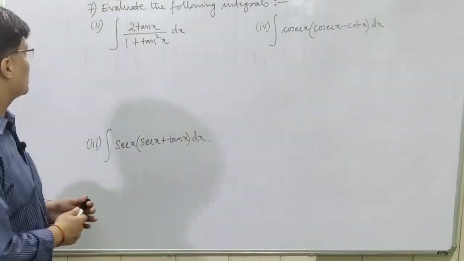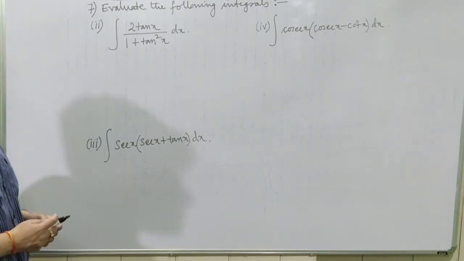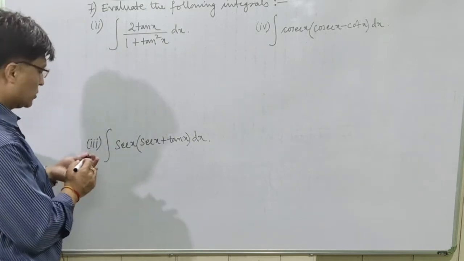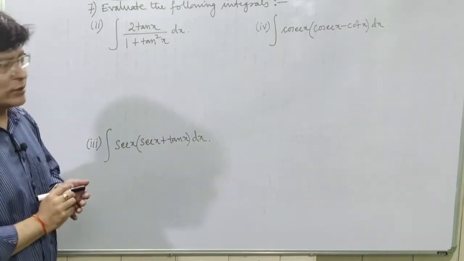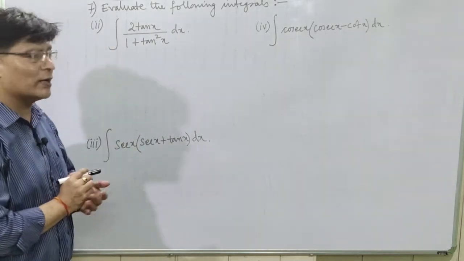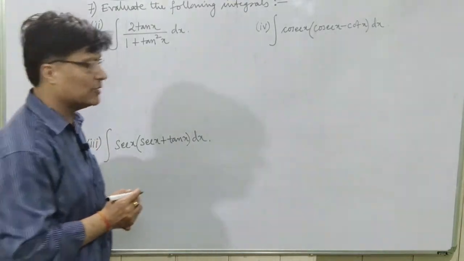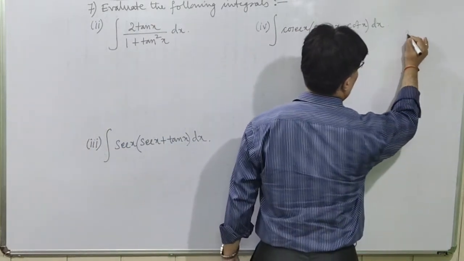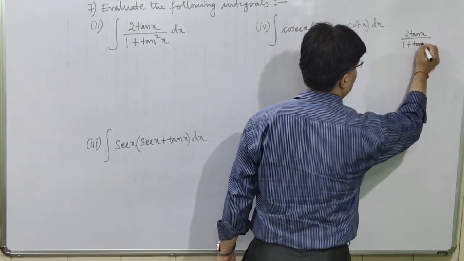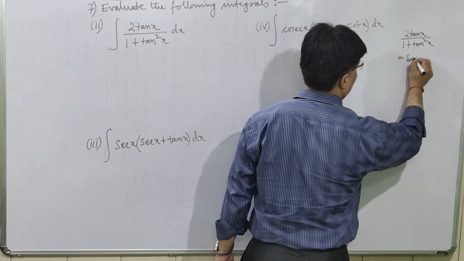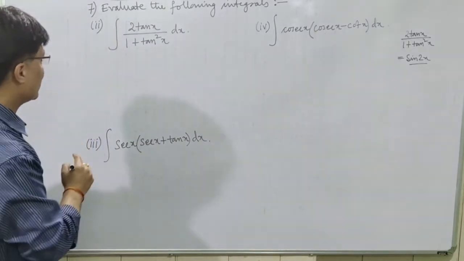So now we'll do the next question, that is question number 2 of question number 7. You have to evaluate the following integrals. Okay. So here question number 2 is integration of 2 tan x upon 1 plus tan square x dx. So there is a formula for 2 tan x divided by 1 plus tan square x in the multiple angles of trigonometry. You have done it in class 11. That is 2 tan x divided by 1 plus tan square x is equal to sine 2x. This is the formula, right? So directly you can use the formula here.